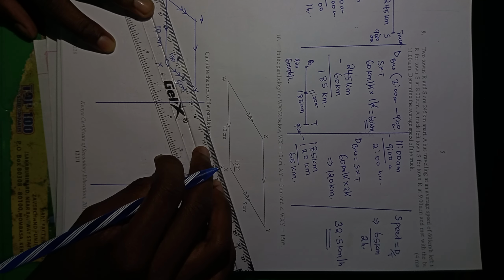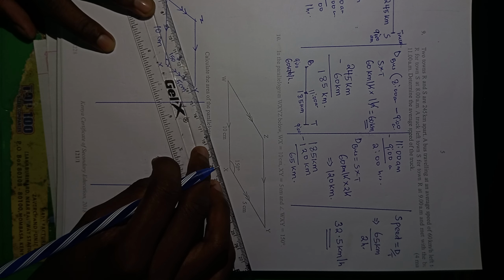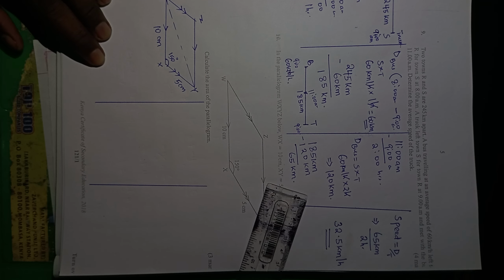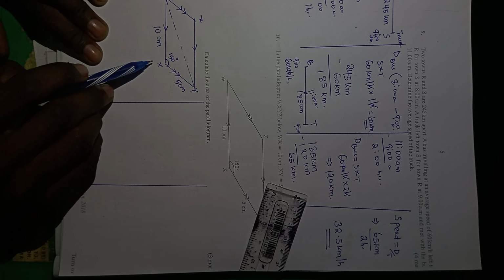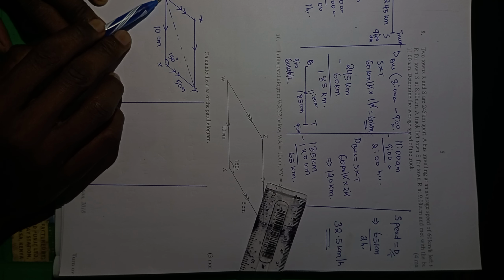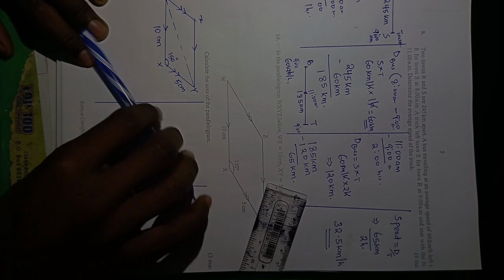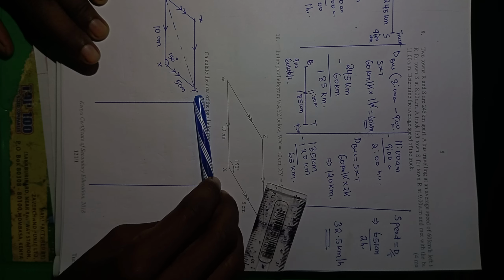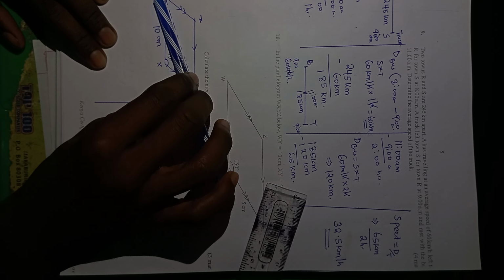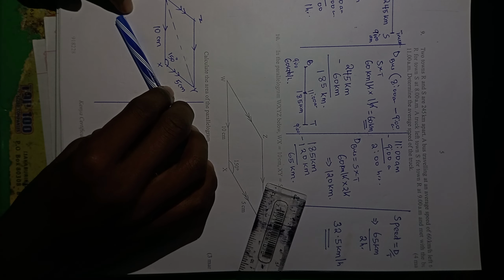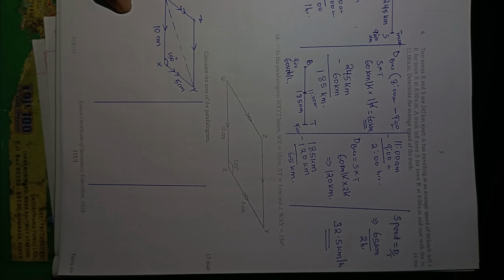So we need to join W to Y. That is the longest diagonal, which is called WY. And this longer diagonal is dividing our parallelogram into two equal triangles. We have this triangle which is called triangle WXY, another triangle which is called triangle WZY. So the area of this triangle WXY is equivalent to the area of the other triangle WZY. So we need to have the area of this triangle down here, and then we multiply it by 2 because those two triangles share the same area.